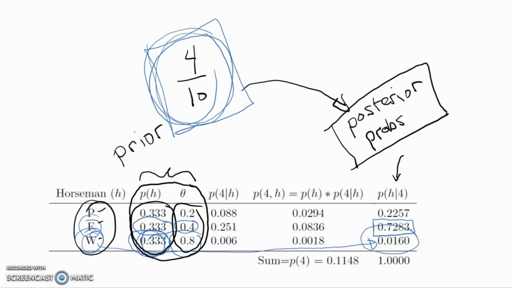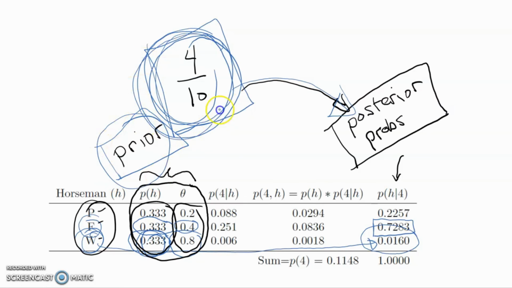0.0160. So the whole idea is we have some prior beliefs, we collect some data, and then we arrive at posterior probabilities by adjusting our priors based on the data.